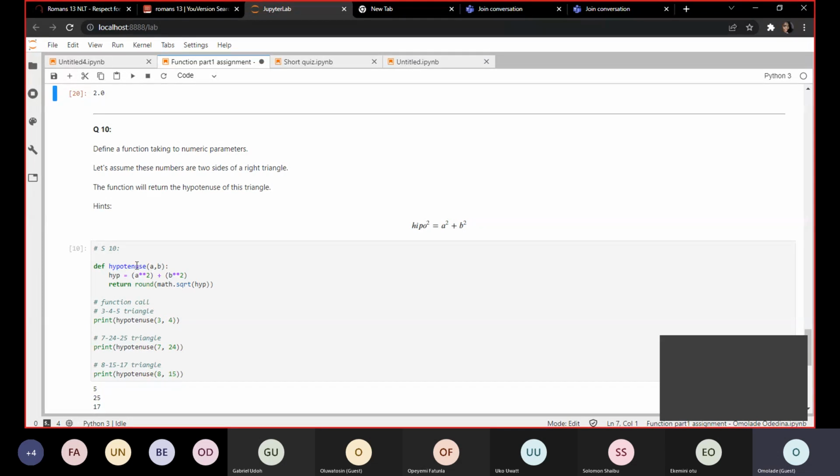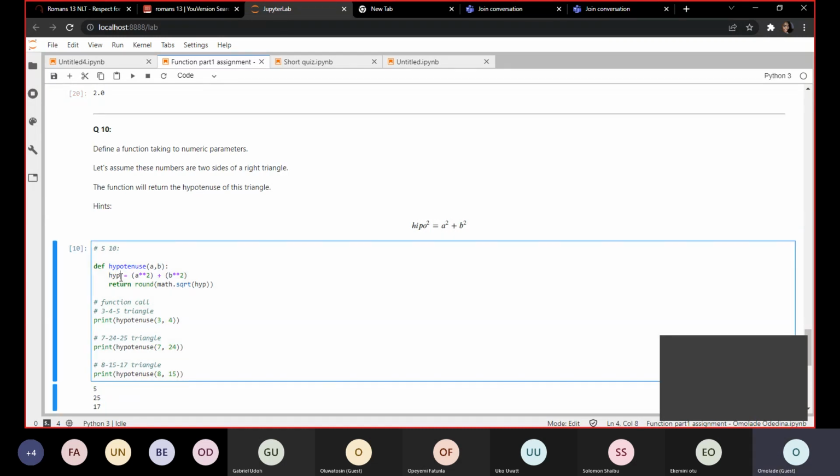So we are defining our function as hypotenuse. We know that we are looking for the hypotenuse of these two. Let's assume that these two numbers are the two sides of a right angle triangle. So our formula from secondary school and primary school is hypotenuse square equals opposite square plus adjacent square. I just gave it a variable name, hypotenuse.